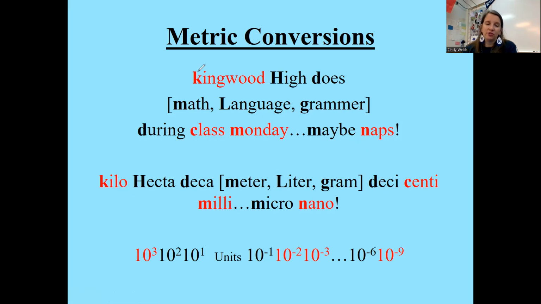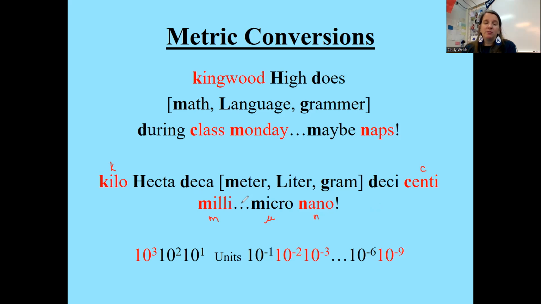So most of these are just the first letter. This is represented with a K, this is represented by an M, this is represented by a C, and this is represented by an N. Micro is fancy. It's this little thing here, but you usually don't see that one represented a lot on the AP test.